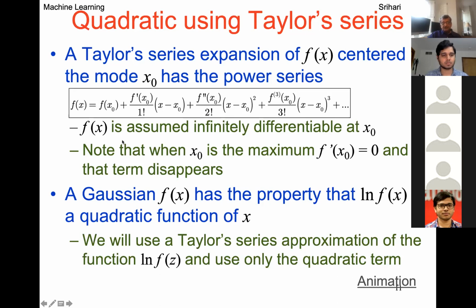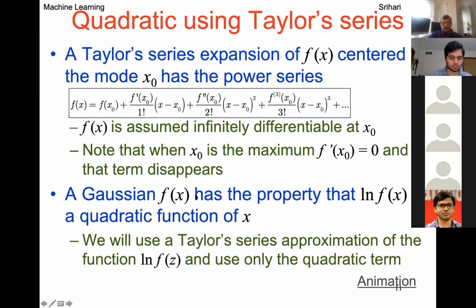Anyway, the assumption is that f of x is infinitely differentiable at x naught, because you're going to be using first order, second order, third order derivatives to apply Taylor series. Note that when x naught is the maximum, f prime of x naught equals 0, and that term disappears when x naught is the maximum.